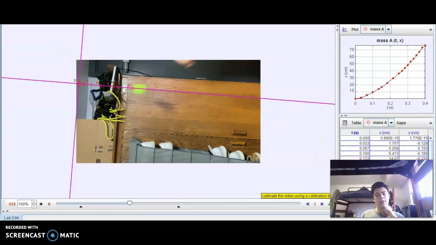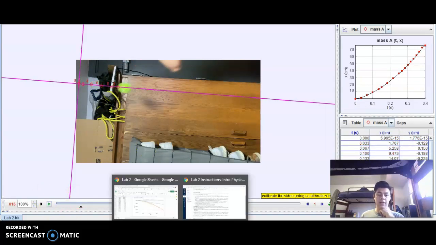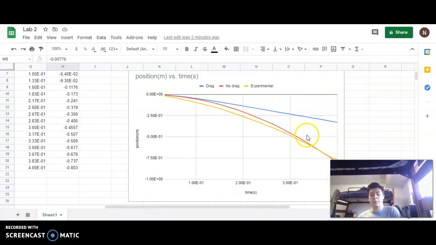So the x is what we're paying attention to. The y is in the same spot pretty much the entire time. So this is my experimental graph, and then I combined it with my two predicted graphs. As you can see, experimental is the yellow one, no drag is the red one, and drag is the blue one. I was expecting the predicted drag to be the one that traveled the least, as we can see, just because idealized drag and actual drag are two very different things.